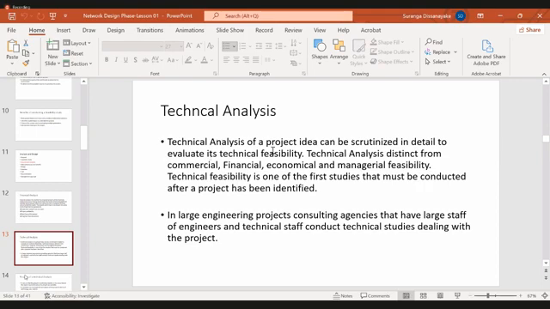Okay, then technical analysis of the project idea, the technical analysis is distinct from commercial, financial, economical and managerial feasibility. Okay, technical feasibility is one of the first studies that must be conducted after the project has been identified. ඒක තේරුණා අපි දැන් project එක පටන් ගන්නකොටම තමයි අපි මේ technical analysis එක කරන්න ඕනේ.